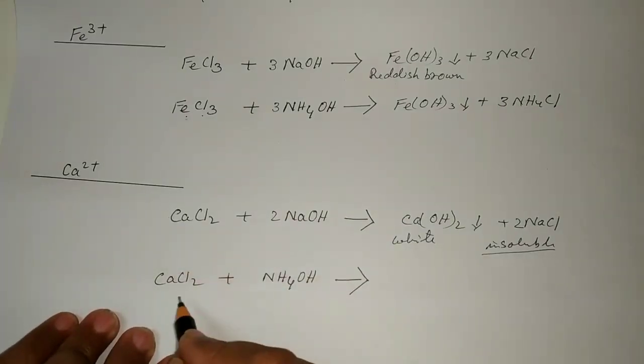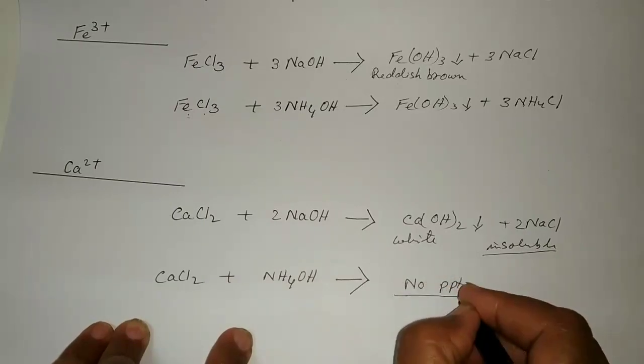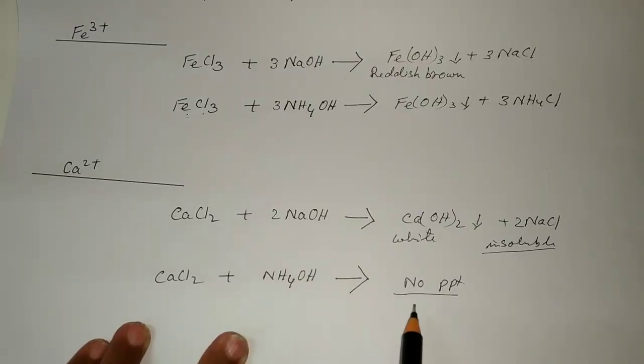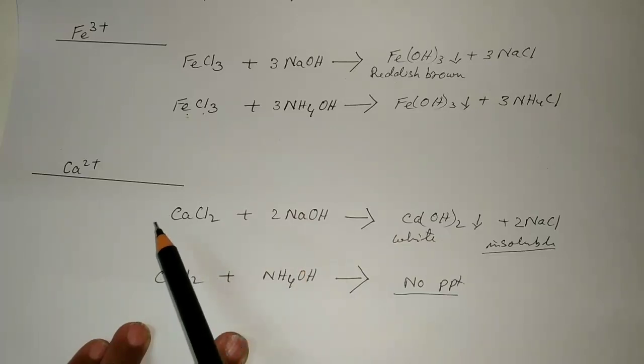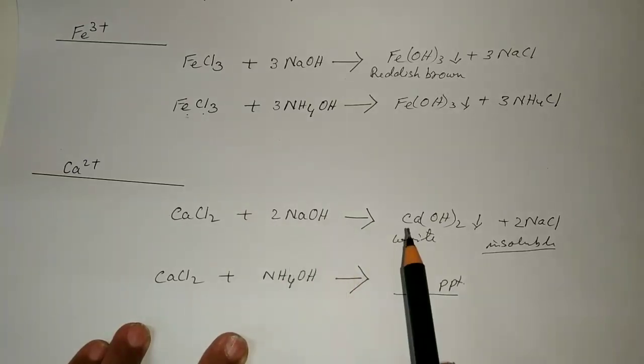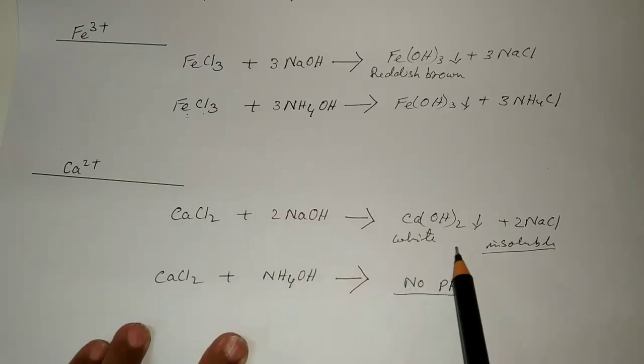But calcium chloride with ammonium hydroxide, no precipitate is formed. So if you are given two salts, zinc chloride and calcium chloride, zinc chloride will give you, as we discussed just now, a white gelatinous precipitate, which is soluble in excess of sodium hydroxide. Calcium chloride will give a white precipitate, insoluble. Or you can take ammonium hydroxide as well. The zinc salt will give you a white gelatinous precipitate and will be soluble in excess of ammonium hydroxide, whereas the calcium salt will give no precipitate.